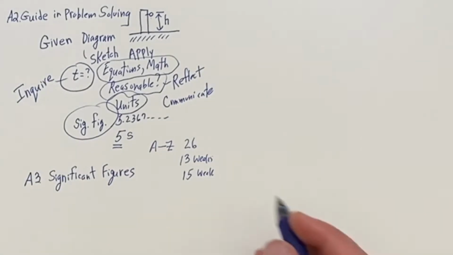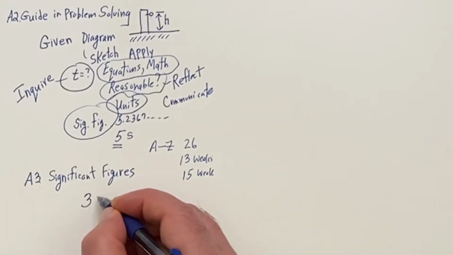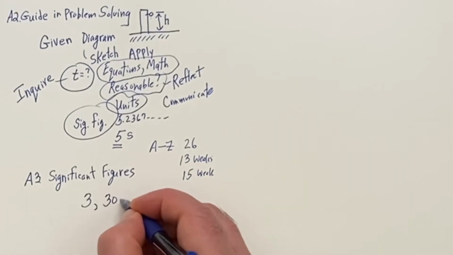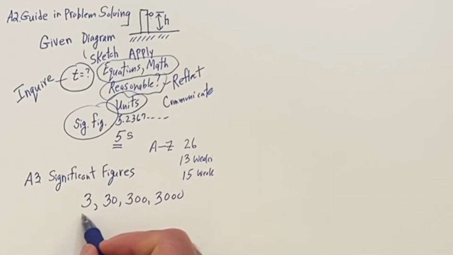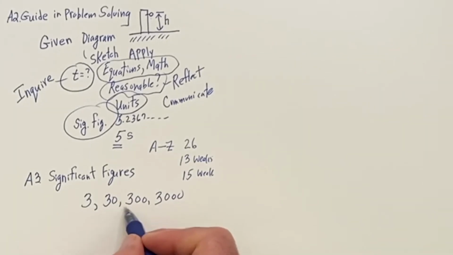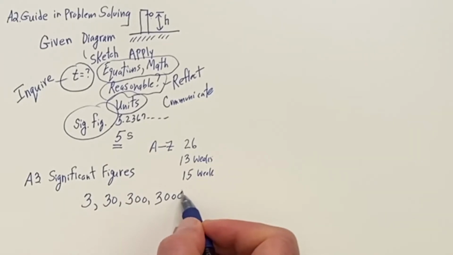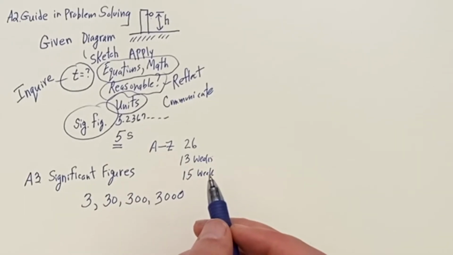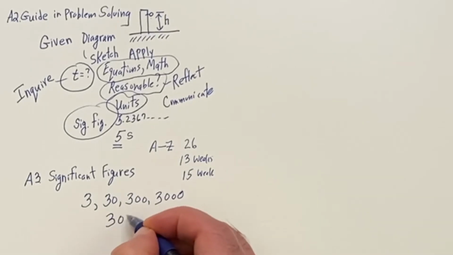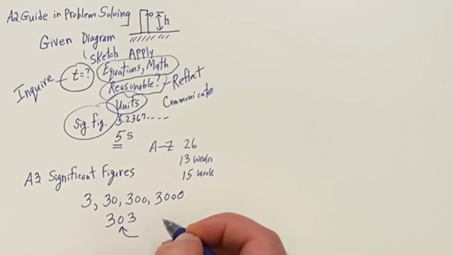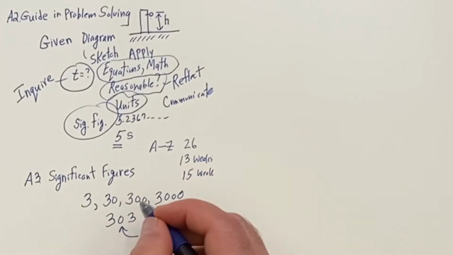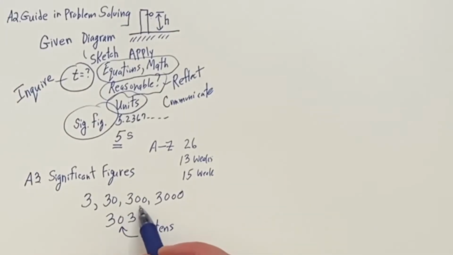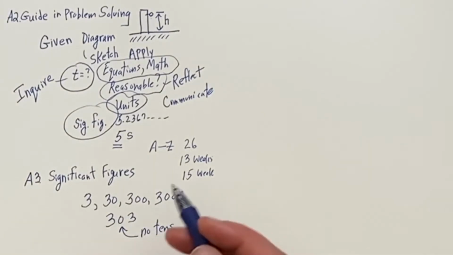So let's look at these cases where we have 3, and we have 30, and we have 300, and we have 3,000. These numbers have one significant figure, the 3. The others are not significant because you could have that big round off. Now, if you have something like 303, well, that 0 in the middle means no tens, and that is significant. It's only when you do this big round off that you lose the significance.